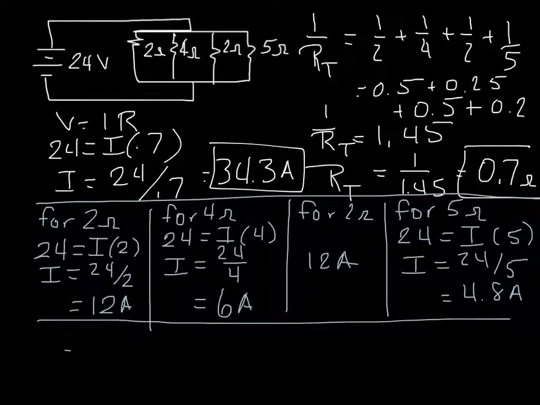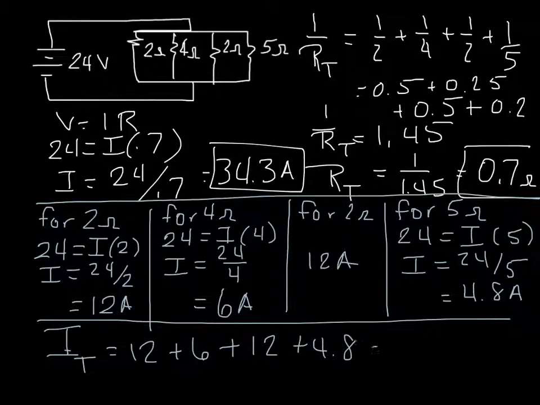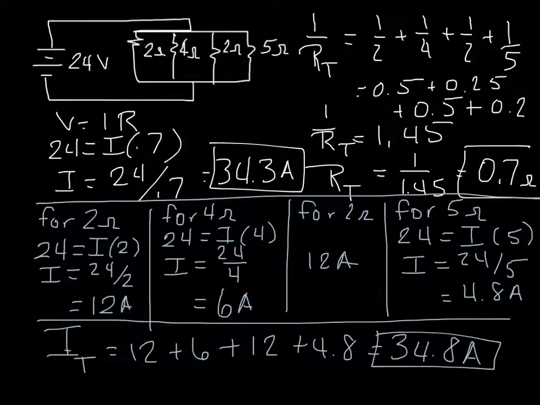So if we add those together to get the total current, that's 12 plus 6 plus 12 plus 4.8, which is 34.8 amps. And originally we got 34.3. That is close enough. It has to deal with not being perfect due to the rounding errors.